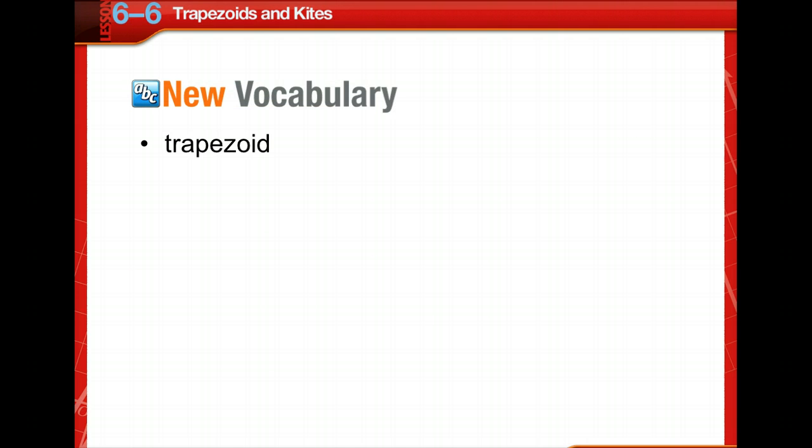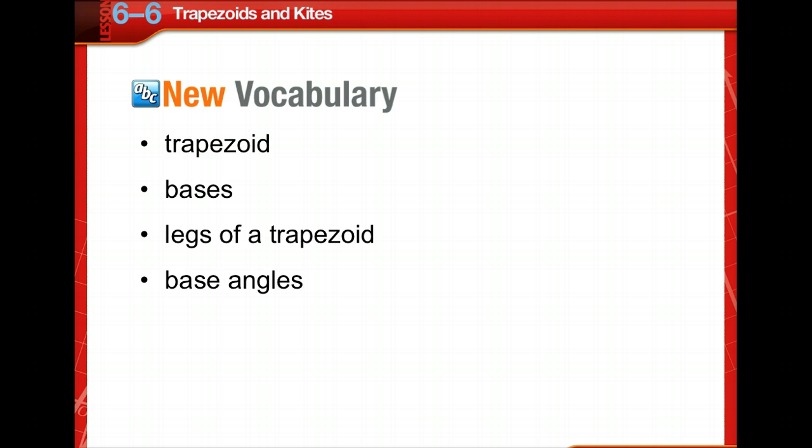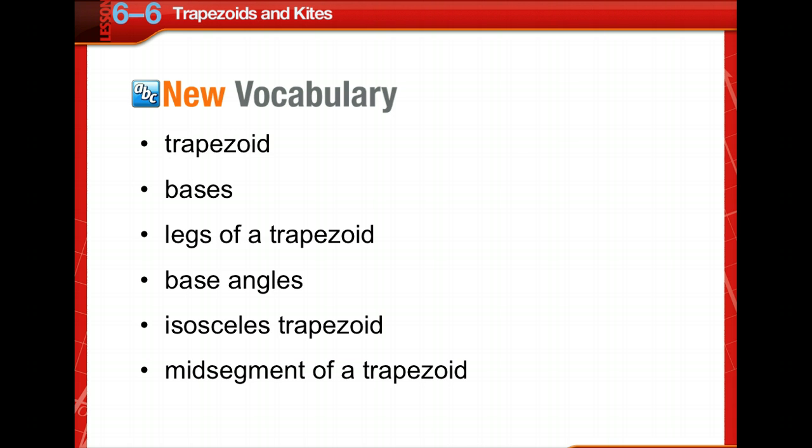We have 7 new vocabulary words today. Trapezoid, bases, legs of a trapezoid, base angles, isosceles trapezoid, mid-segment of a trapezoid, and kite.